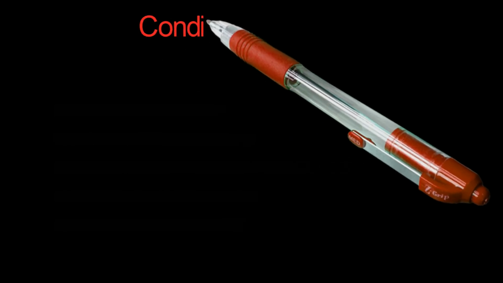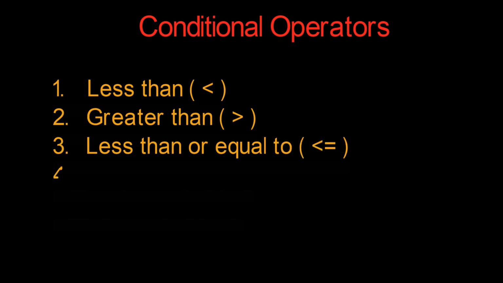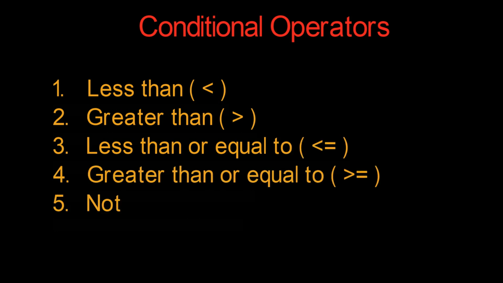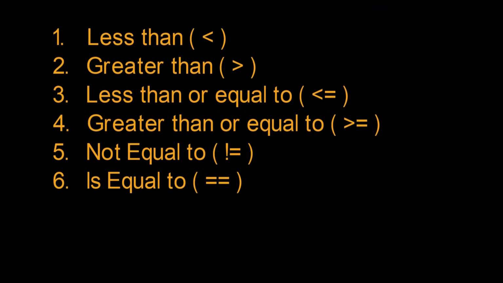Secondly, we have conditional operators, which are first, less than, second, greater than, third, less than or equal to, fourth, greater than or equal to, fifth, not equal to, and sixth, double equal to, which means is equal to. We'll see their implementation in just a moment.